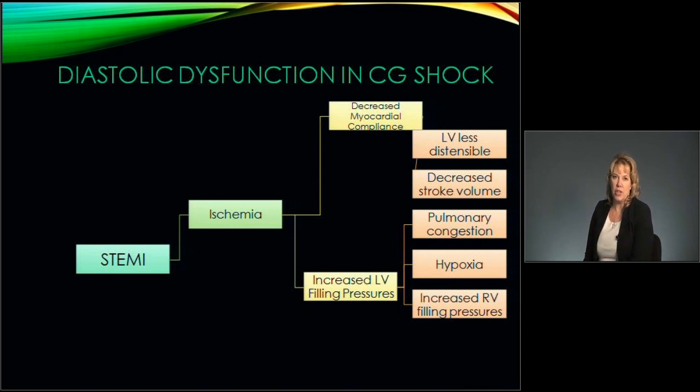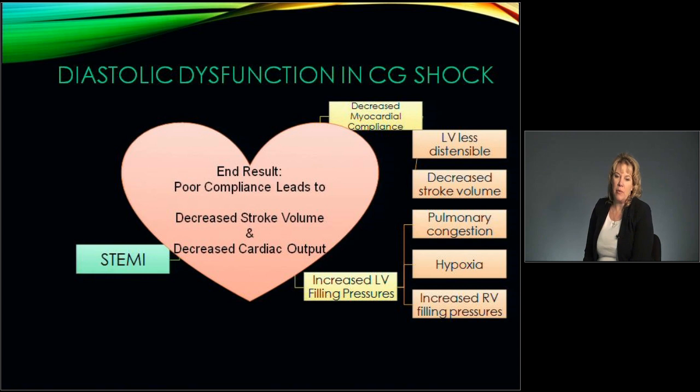leading to pulmonary congestion, hypoxia, and then that will further get reflected back over to the right side, and now the right ventricle has higher pressures because it's pumping into the congested pulmonary system. So the bottom line with that is that we have poor compliance that leads to decreased stroke volume and decreased cardiac output.